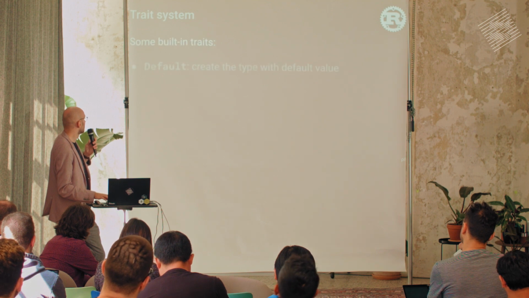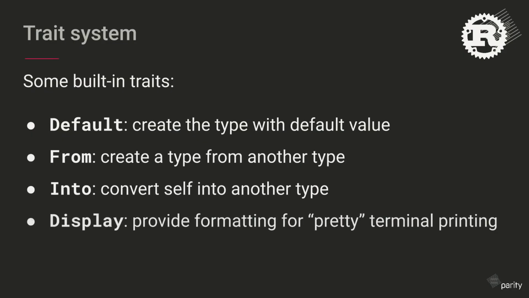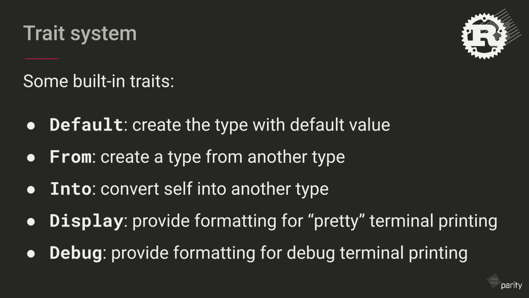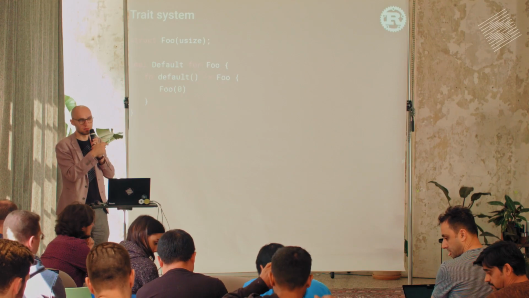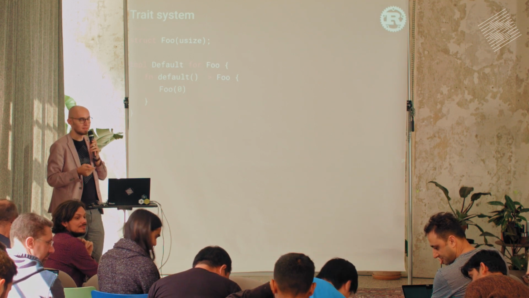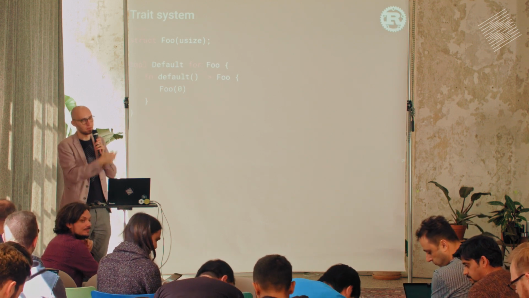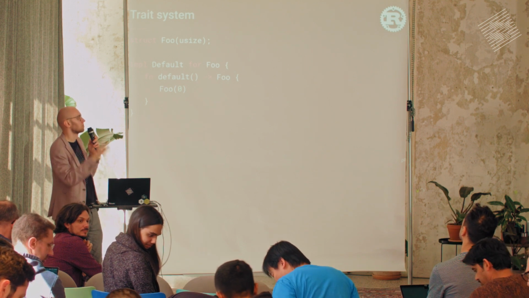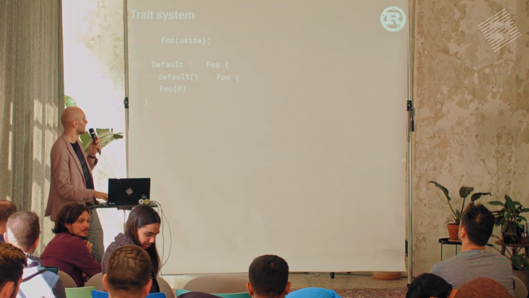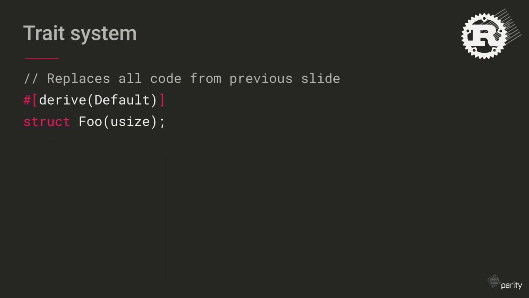Let's skip over this. So there are some built-in traits. There's Default. There's From and Into for converting types between each other. There's Display and Debug for printing stuff out. I'm just implementing Default here, so this is similar to impl blocks, but you also say what kind of trait it is, and then you have to implement the specific shape of the interface of the trait. Skip over this.